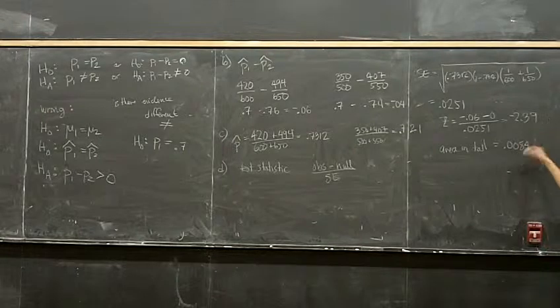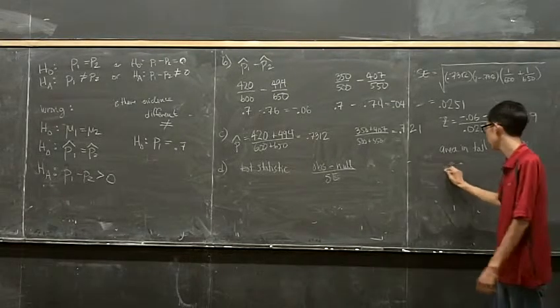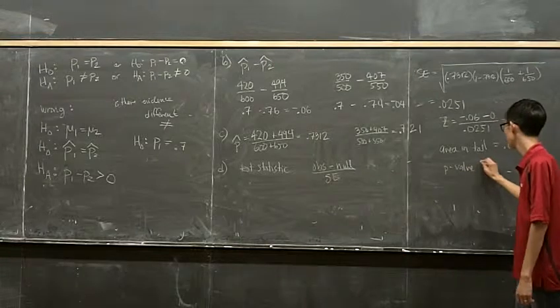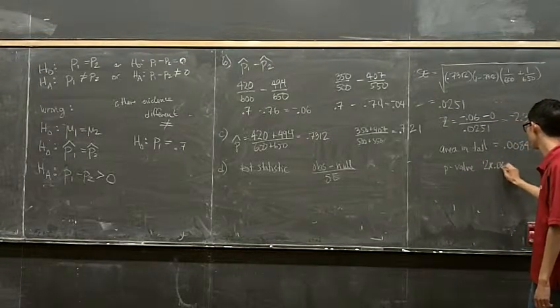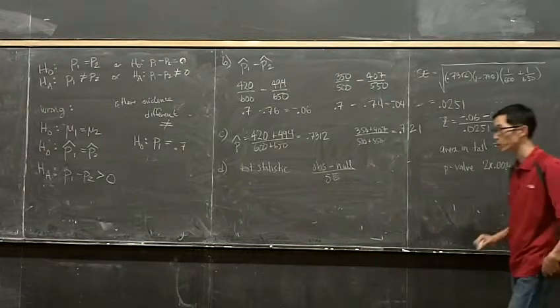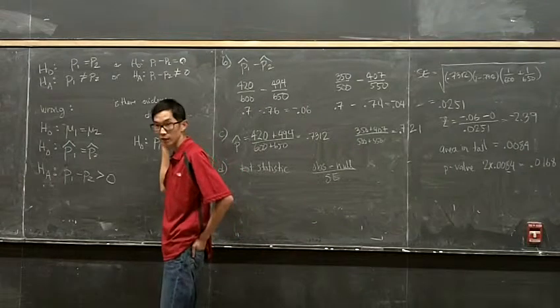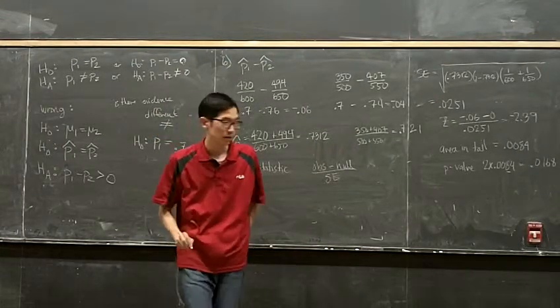Alright? And then the area in the tail is 0.0084. Is this my p-value? No. What do I have to do to get my p-value? I double it. So my p-value is 2 times 0.0084, and I get 0.0168. Okay, that's my p-value. You doubled it because it's a two-tail? It's a two-tailed test. Why is it a two-tailed test? Because I've got a not equal sign. Alright.